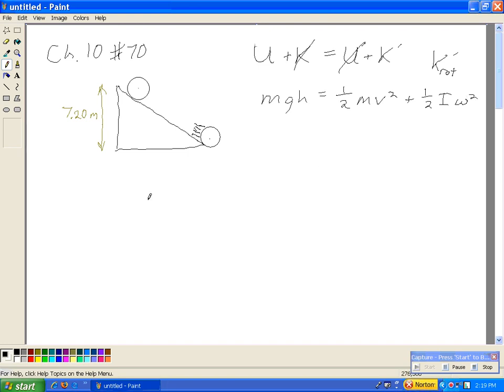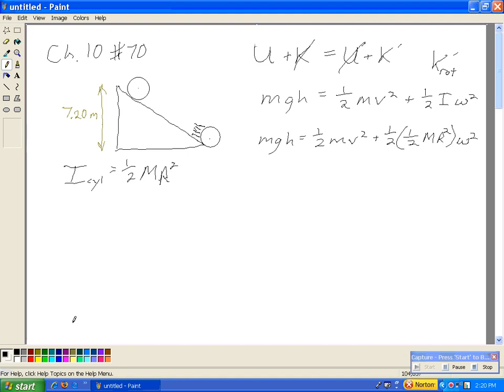Okay. The moment of inertia for a cylinder is 1/2 mr squared. There we go. So let's plug that in. We've got mgh equals 1/2 mv squared plus 1/2, don't forget the other 1/2. I did that before. Messed me up. 1/2 mr squared omega squared. Okay.